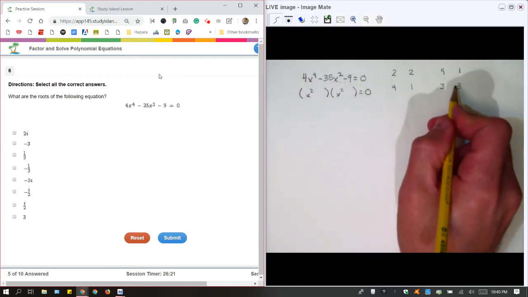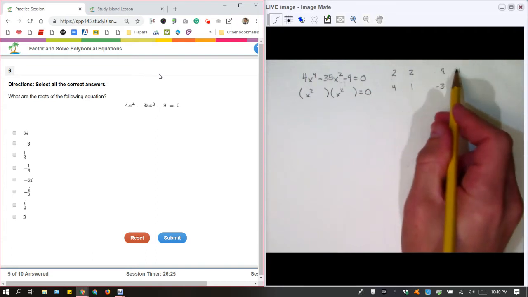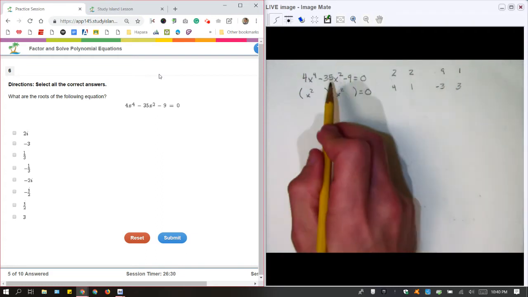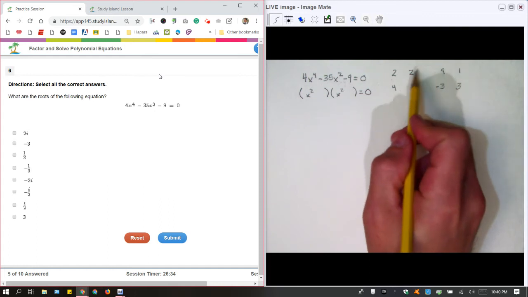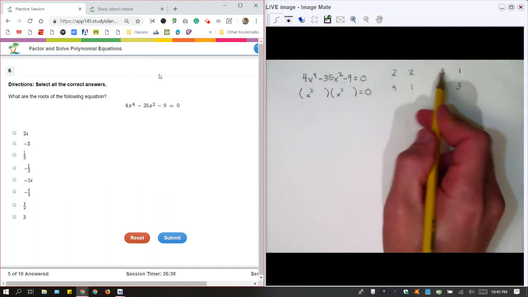So if you have 3 and 3, one of them is going to be positive 3 and one of them is going to be -3. If you have 9 and 1, one of them is going to be positive and one of them negative, but it's hard to tell exactly which until you look at your middle number, because when you multiply either 2 and 9 and 2 and 1 and add them together, you have to get -35. That's not going to happen with any of these, okay?